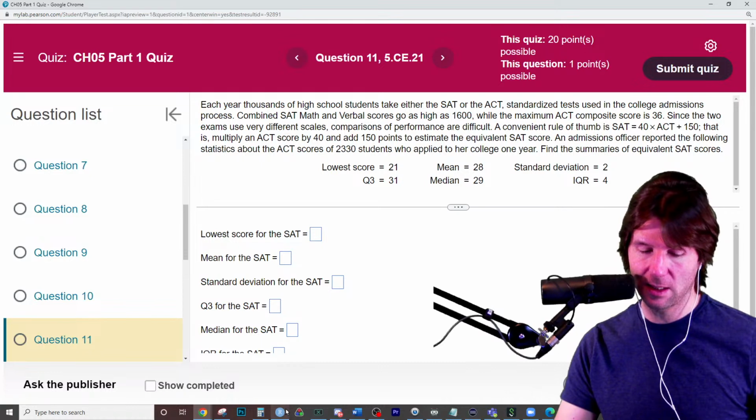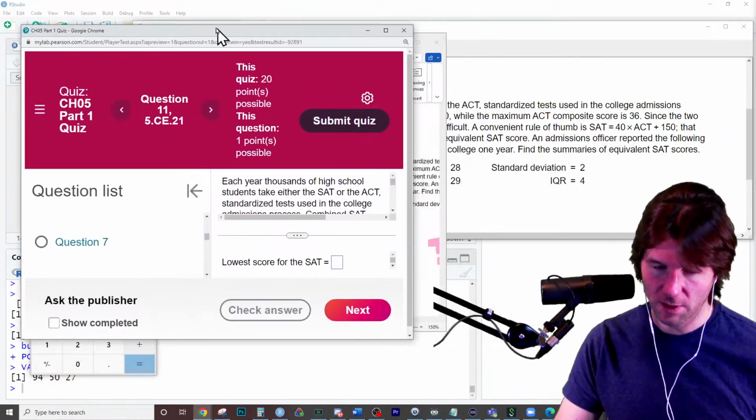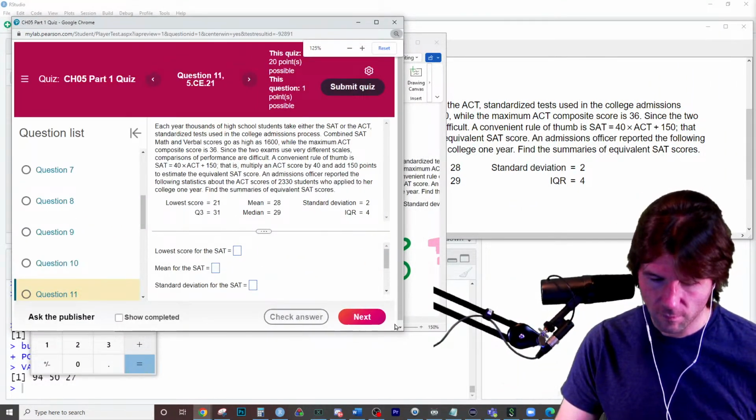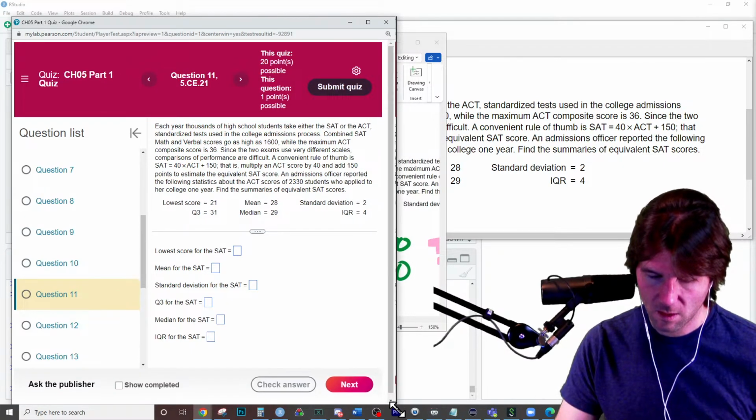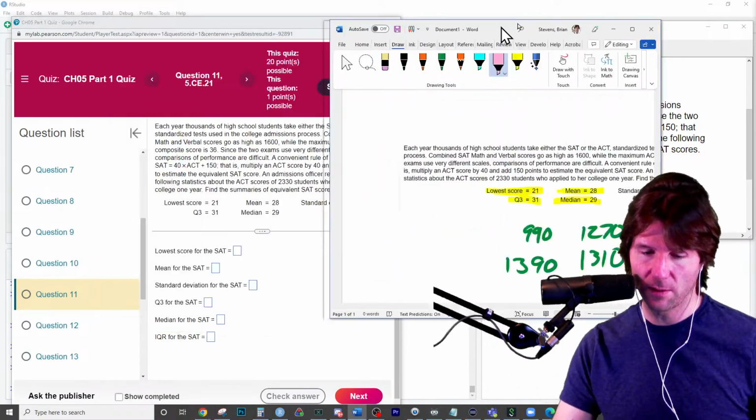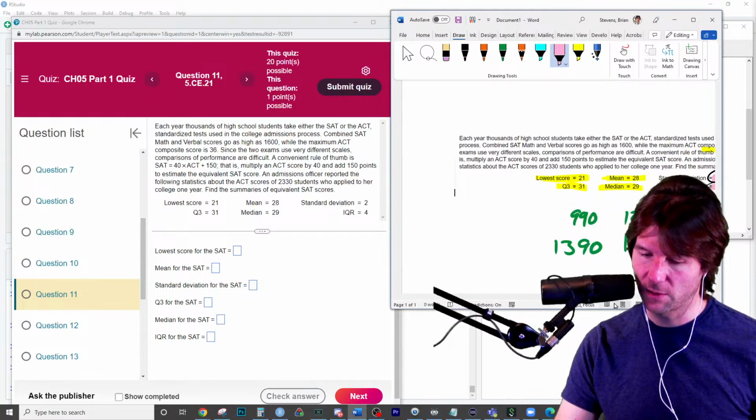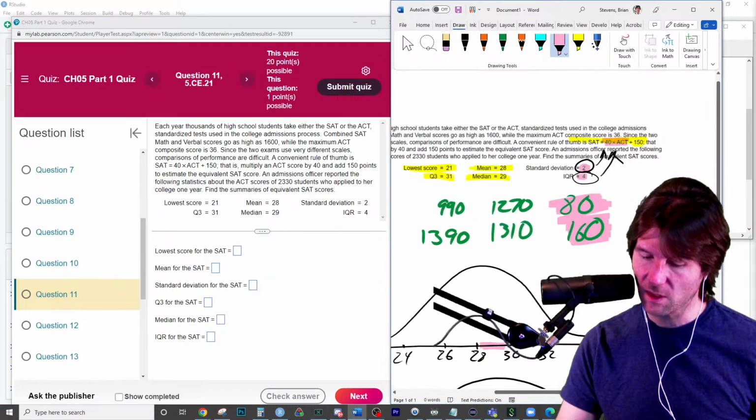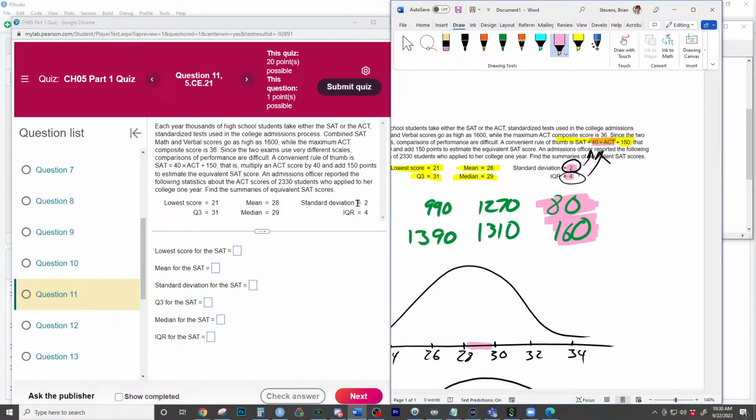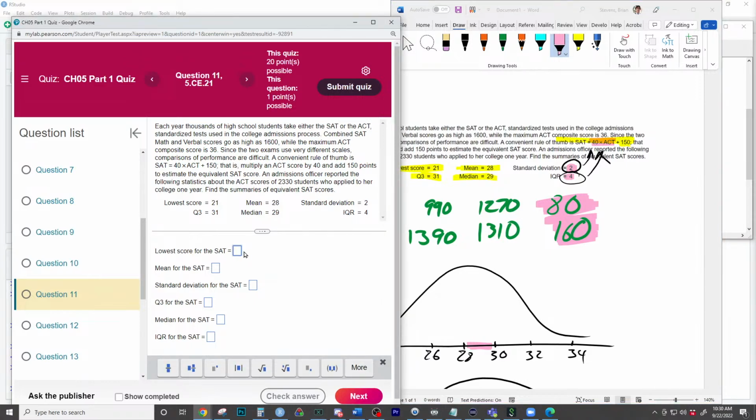The lowest SAT score. Let's put this over here. The lowest SAT score. These are tricky questions. Let me disappear here so we can get it. The lowest SAT score is going to be 990. The mean for the SAT is going to be 1270. The standard deviation is now 80.